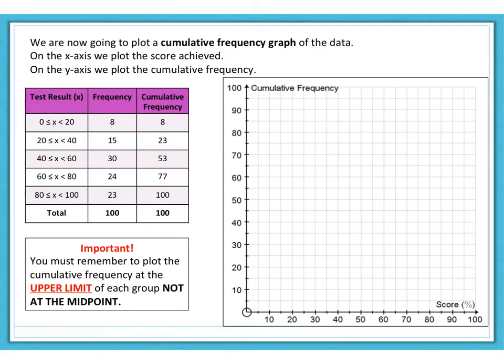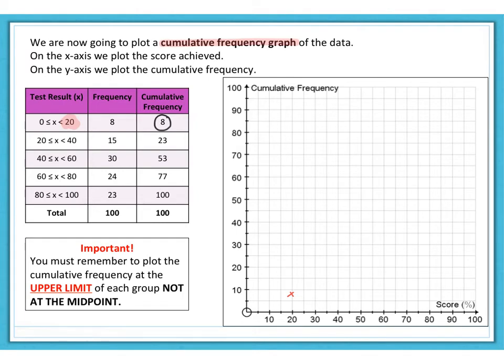Now what's interesting is we can use our cumulative frequencies to then plot a cumulative frequency graph. On the x-axis, we've got the score achieved, and on the y-axis, we've got the cumulative frequency. Now, how do we plot this graph? Well, we start by thinking of the first cumulative frequency, 8. Now, this represents all of the people who scored up to 20%. So I am going to plot the score of 20% on the x-axis against a cumulative frequency of 8, like this. I'm going to have to estimate a little bit with my plotting, but there we go.